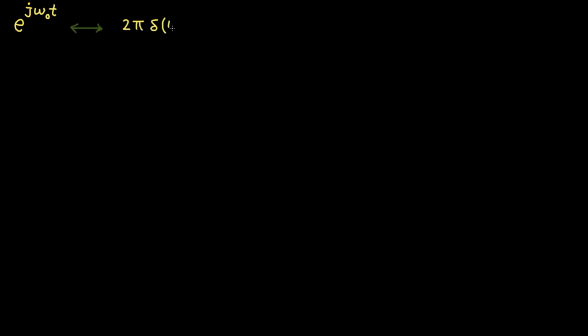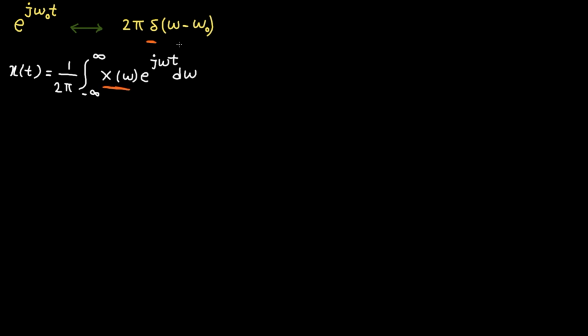For the next pair, we have a complex exponential function. Here is the Fourier transform. Since we have a delta function in the frequency domain, I'm going to use the inverse Fourier transform to take advantage of the shifting property. Let's replace X of omega with this function. Here we go.